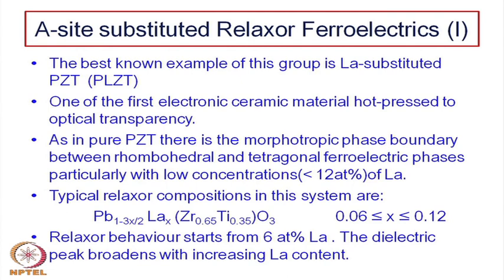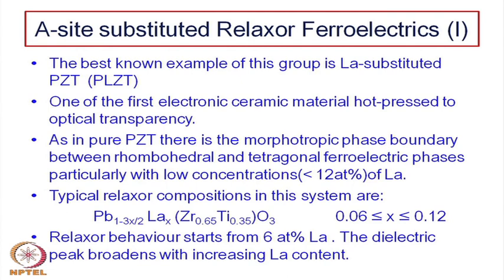And at the morphotropic phase boundary, as you know, the coupling coefficient is maximum, the energy conversion is maximum, and that is the reason why we use a composition very close to the morphotropic phase boundary. Here also you have a morphotropic phase boundary, and the rhombohedral and tetragonal ferroelectric phases, particularly with low concentrations of lanthanum. So, less than 12 atom percent, you do have a morphotropic phase boundary, that is the characteristic of the phase diagram.